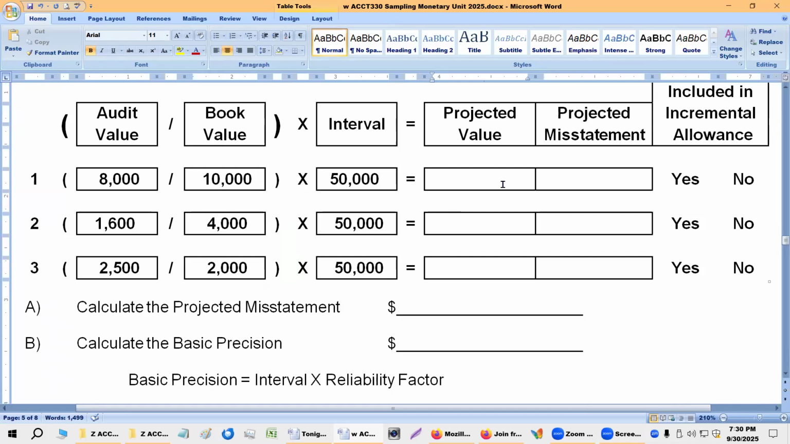Anyone? What's the projected value for that? 40,000. And the misstatement then would be 10,000, and that's an unhappy coincidence. For that, I should change that. But those two are not the same 10,000. It's just an unhappy coincidence.